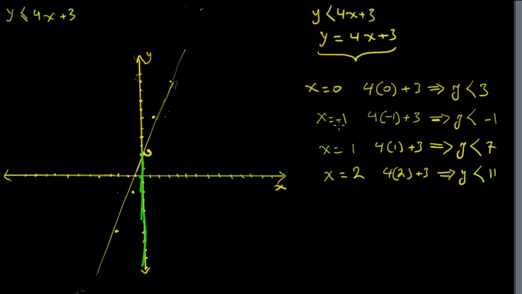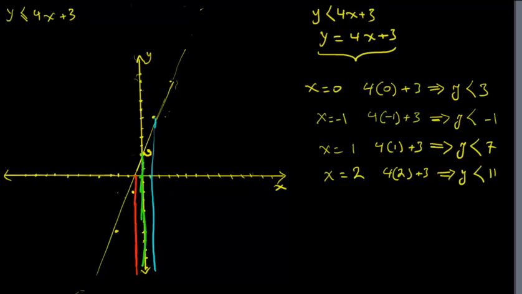Now the second point is x equals minus 1. If x is minus 1, then y is less than minus 1. So all the points down here make this statement true. If x is 1, y is less than 7, so 1, 2, 3, 4, 5, 7. So all the points below this line will satisfy this inequality.